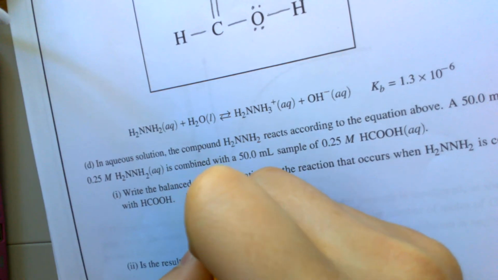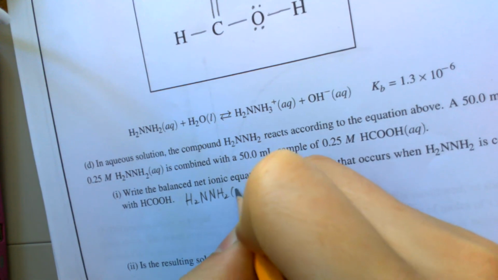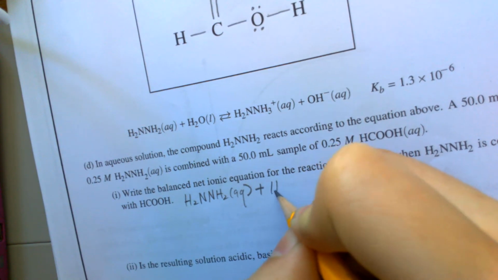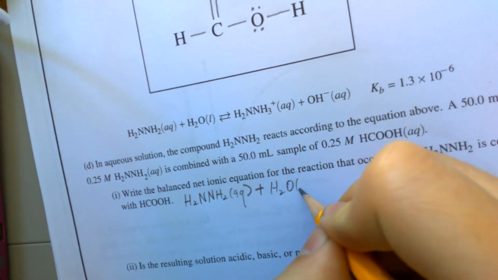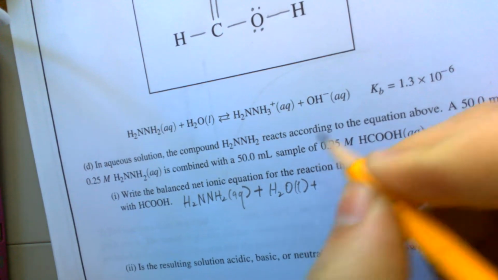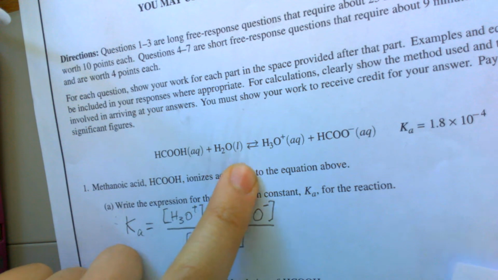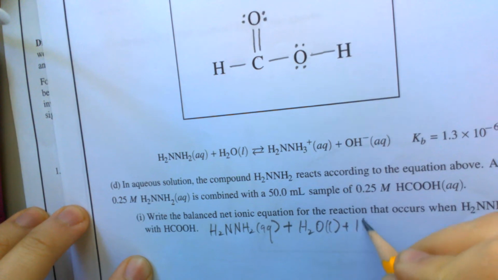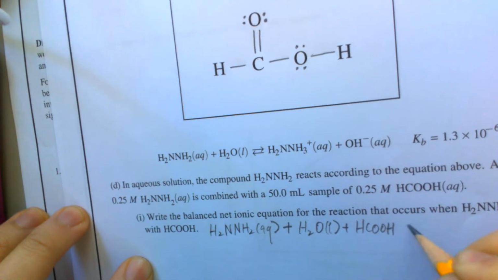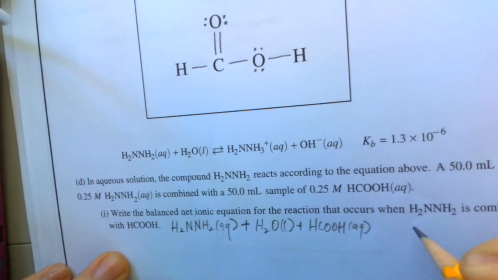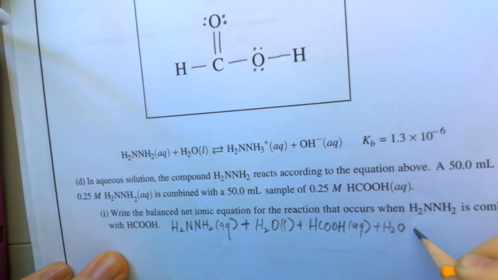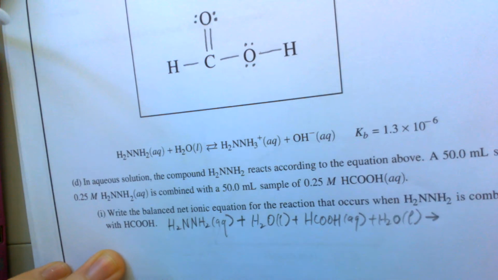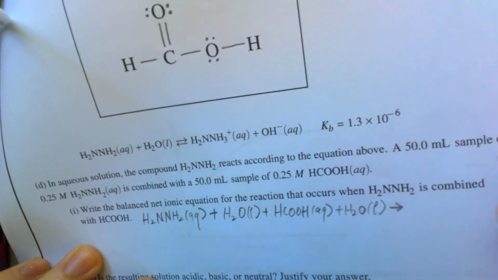We have H2NNH2 aqueous plus H2O plus, go back to the first slides, we can see the equations like that. So we have our HCOOH aqueous plus H2O liquid, and they should form H2.